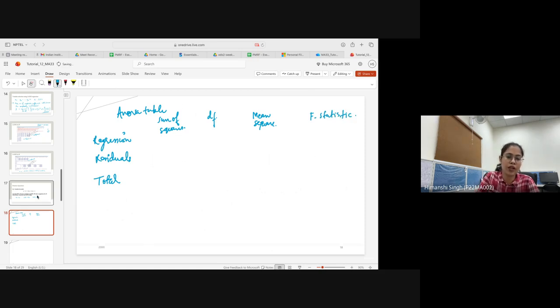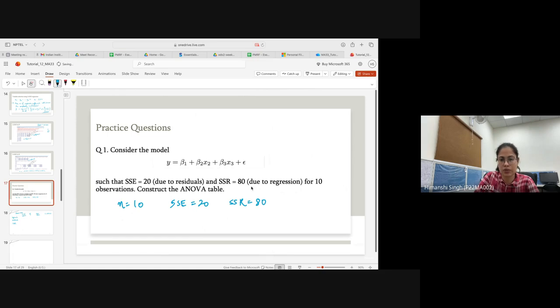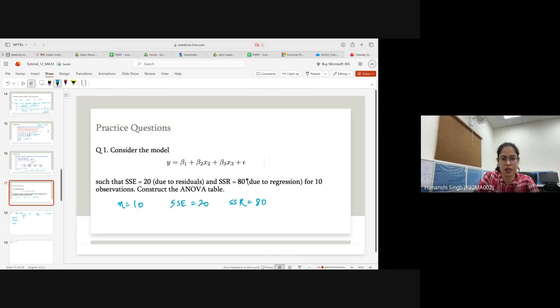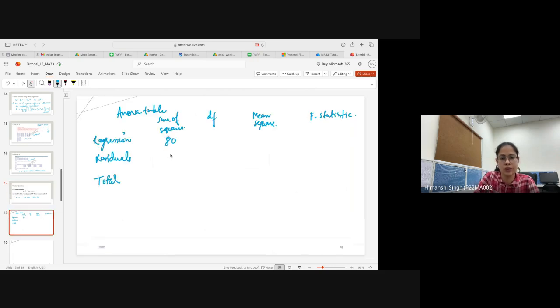Now, is the sum of squares due to regression given? Due to regression it is given as 80, so here I am writing 80. Due to residuals it is given as 20. And what is given is that n is 10. Fine.